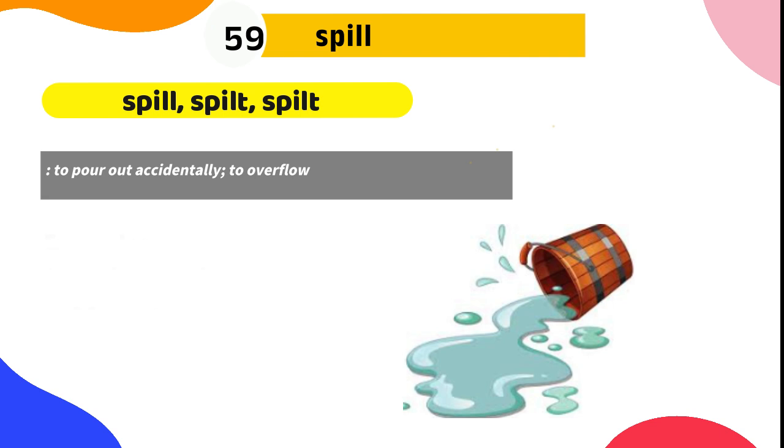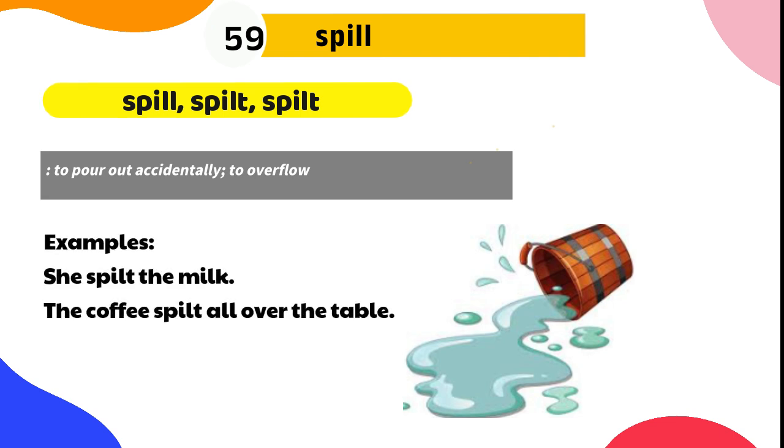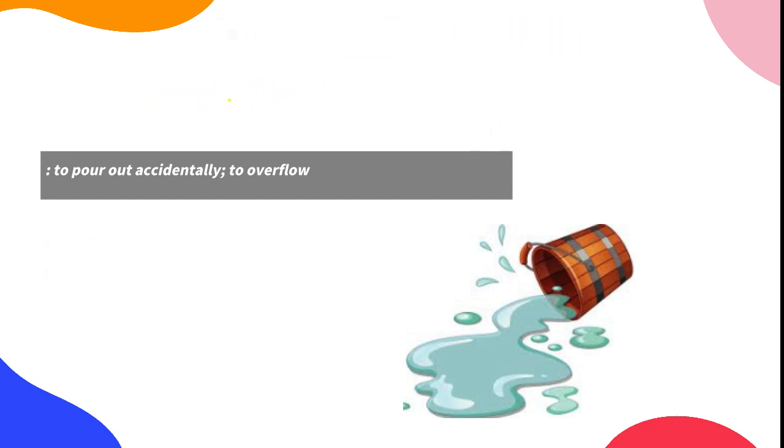Spill, spilt, spilt. Meanings: to pour out accidentally, to overflow. Examples: she spilt the milk. The coffee spilled all over the table.